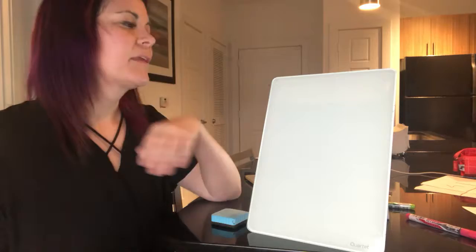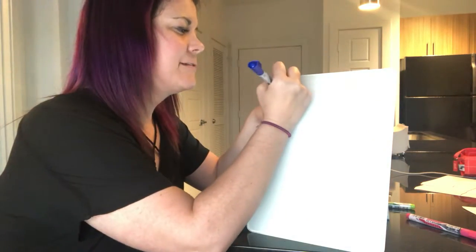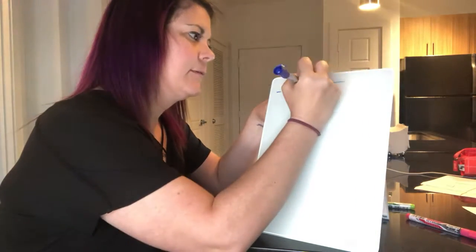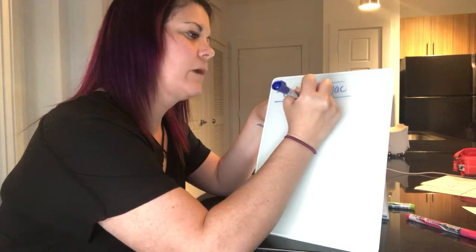So this is the quadratic formula. It's another way to factor. And so let's see if you can memorize this. The quadratic formula is negative b plus or minus the square root of b squared minus 4ac all over 2a.